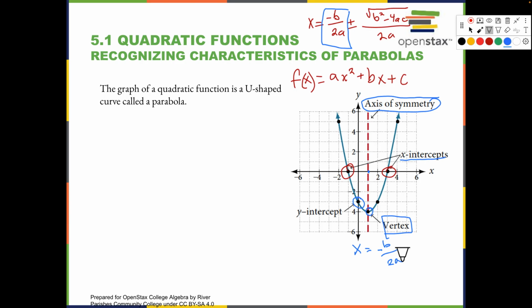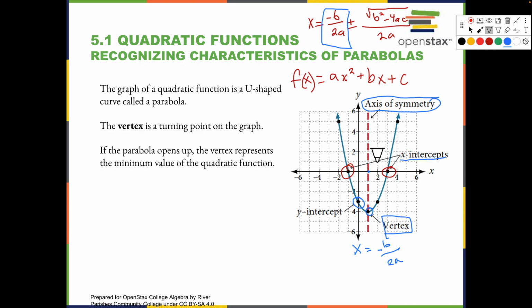So it's a U-shaped parabola. There is this vertex, which is also a turning point. So we notice that the graph goes from decreasing to increasing. So that's what changes there. If it opens upward, notice the vertex will be a minimum value. And if it opens the other way, so opens downward, then we have a maximum value.